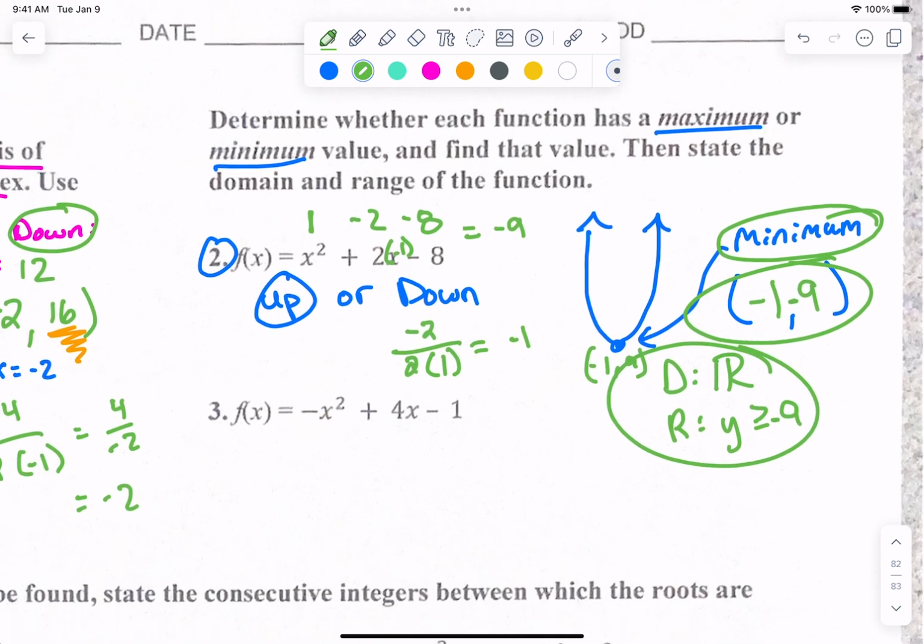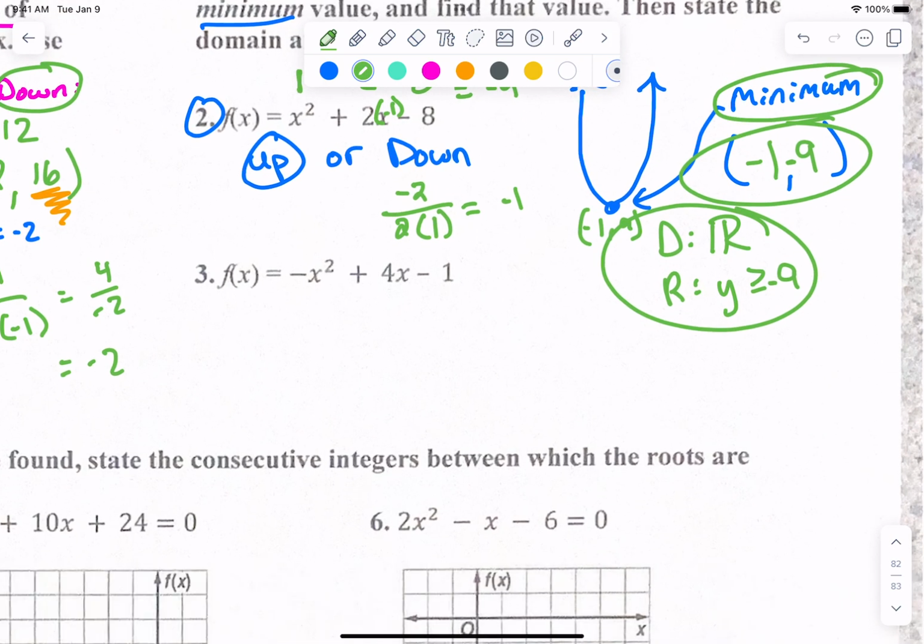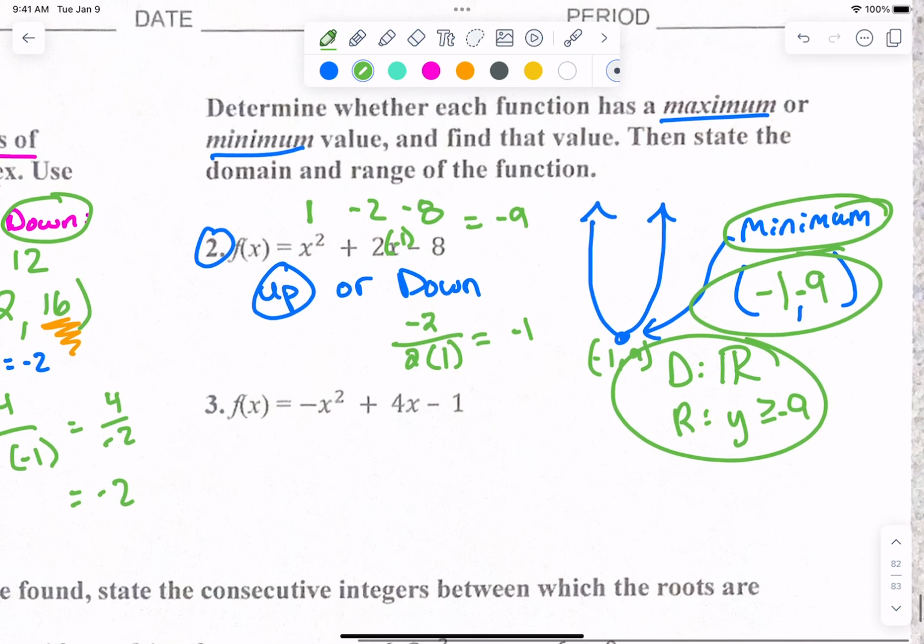Okay? All right. Would you like to work on 3? I'll give you a 30-second head start. You go, and then I'll go. Work on number 3. You need those 3 things: whether it's a min or a max, what that min and max is, so the vertex, and then domain and range. Oh, wait. Work on your math.